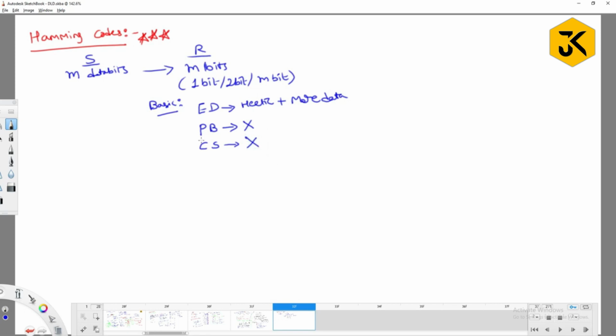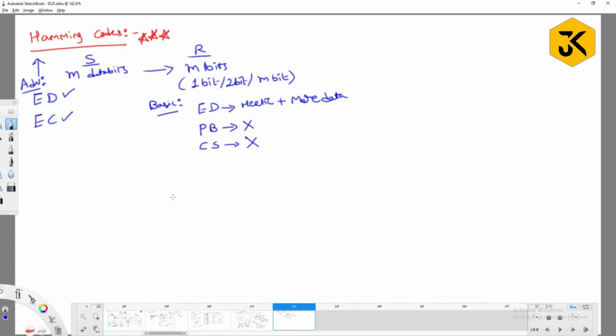So to overcome all these things, we are moving to Hamming codes. In Hamming codes, we are able to detect the error. At the same time we are able to correct the error. That is the advantage of Hamming codes.